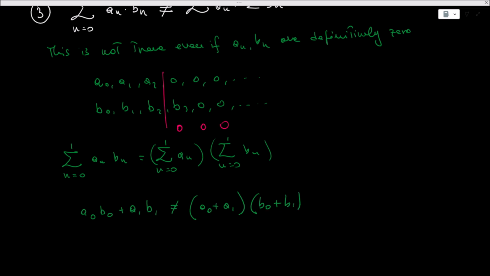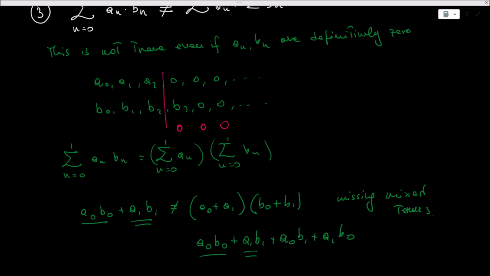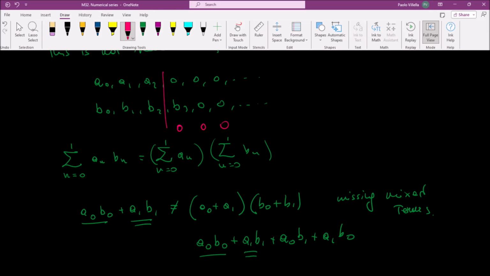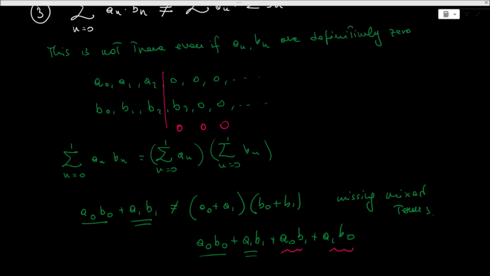In fact, we have missing mixed terms. What we have here is a0 b0 plus a1 b1, but then we have a0 b1 and a1 b0. So this goes with this, goes with this, but we still have these terms that are missing. So in general, we cannot apply this theorem with the product.